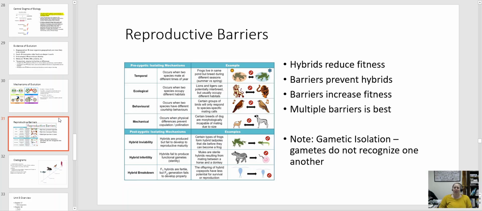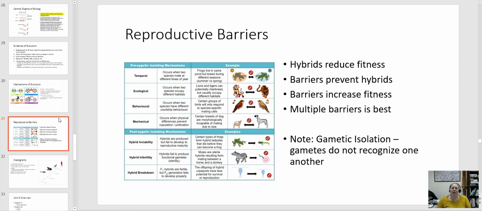And if you remember, we talked a lot about these reproductive barriers, with prezygotic being before a zygote, when the sperm and egg come together, or postzygotic when the sperm and egg have formed. Hybrids reduce fitness. Hybrids are not ideal. They dilute the gene pool. They might result in individuals that are less adapted to the challenges that they face in their environment. And so barriers prevent hybrids, and barriers increase fitness, and barriers then can lead to speciation. Multiple barriers are best because if one fails, another will be there as a fail-safe.